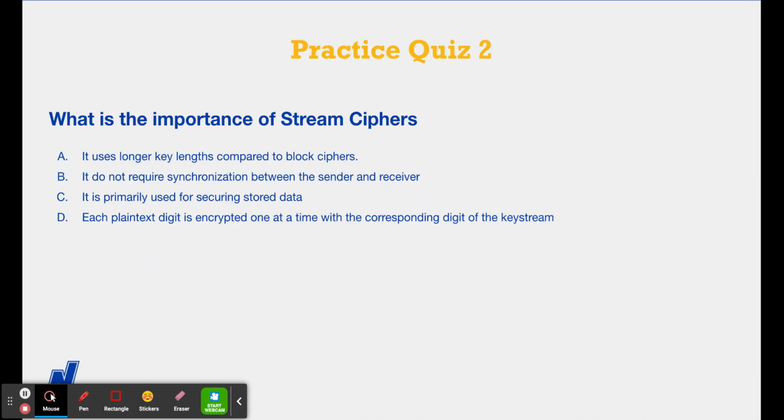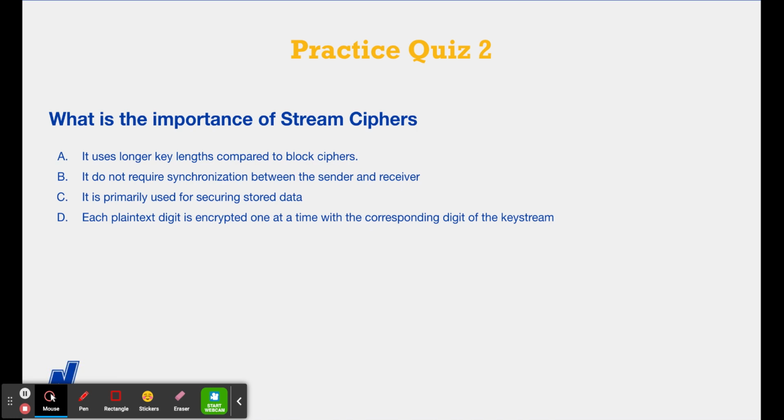I know that was a lot to absorb, so we're going to do a quick pulse check. But before then, we're actually going to do a practice quiz. What we are going to do here is understand why key streams are important. What is the importance of stream ciphers?